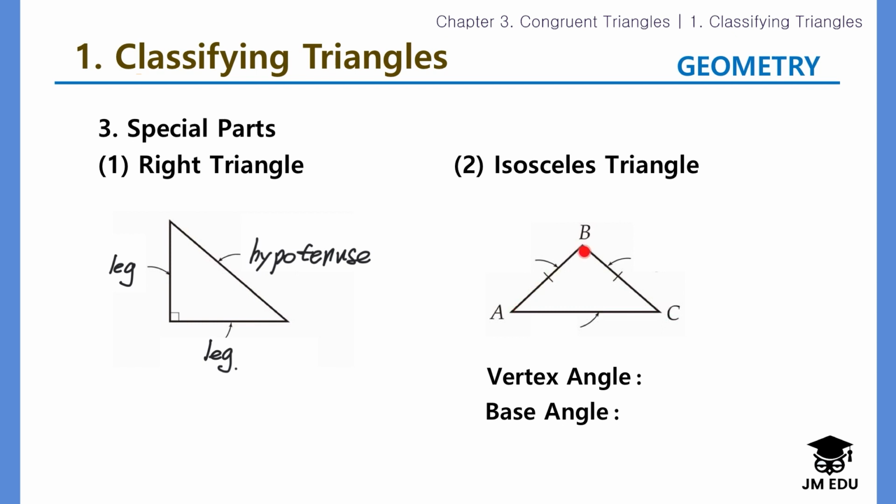Okay. Isosceles triangle. In isosceles triangle, these two sides are equal to each other, right? These two equal sides are called leg. And third side right here is called base.